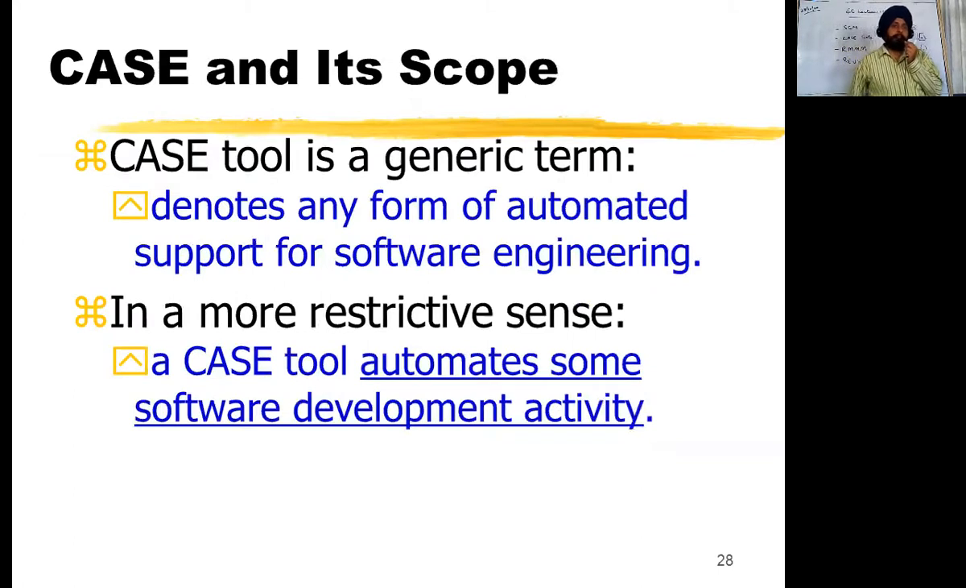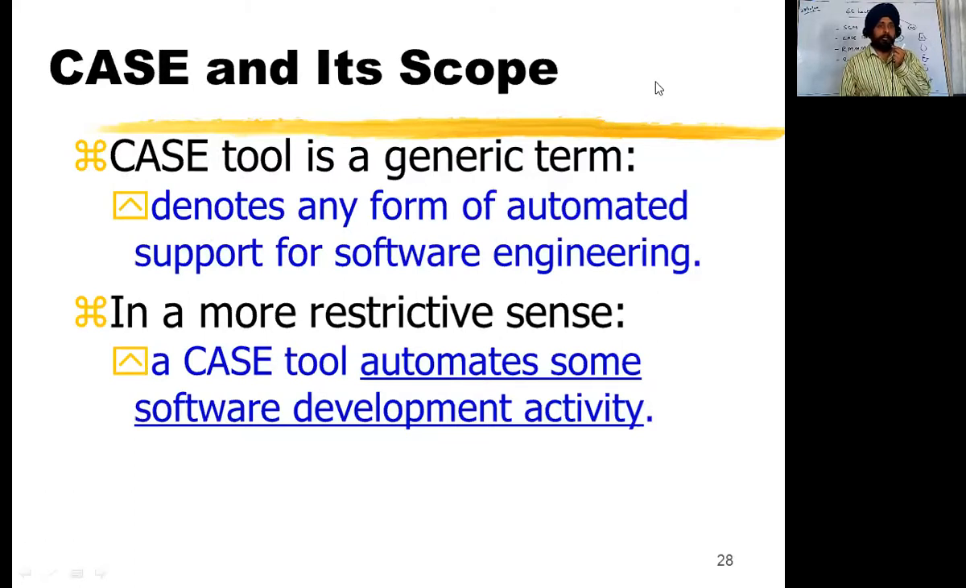So CASE tool is a generic term. It is not a specific term. It is a term which is used in general. It denotes any form of automated support for software engineering. So anything which is done automatically with the help of software comes under the CASE tools.